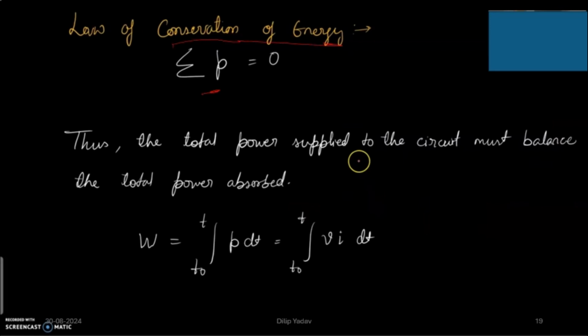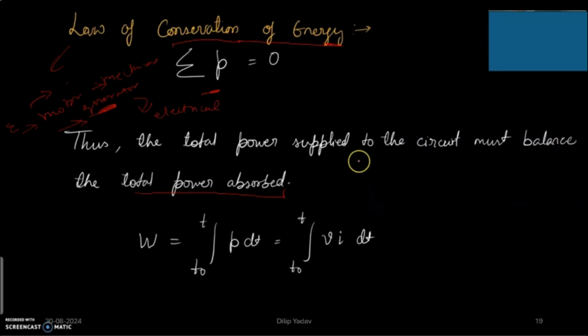The next topic is the law of conservation of energy. That means the total power supplied to the circuit must balance the total power absorbed. As we have studied, energy can neither be created nor destroyed, but it can be transformed from one form to another. The best example is the motor and generator. In the motor, we take electrical energy and convert it to mechanical energy. In the generator, we take mechanical energy and convert it into electrical energy. So this is the conversion.